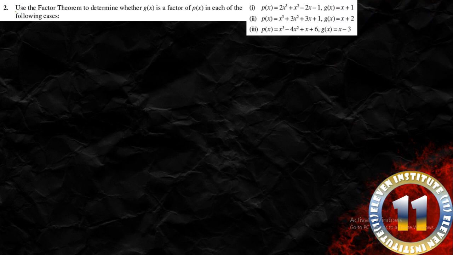Use the factor theorem to determine whether g(x) is a factor of p(x). Whether we have to determine, right?